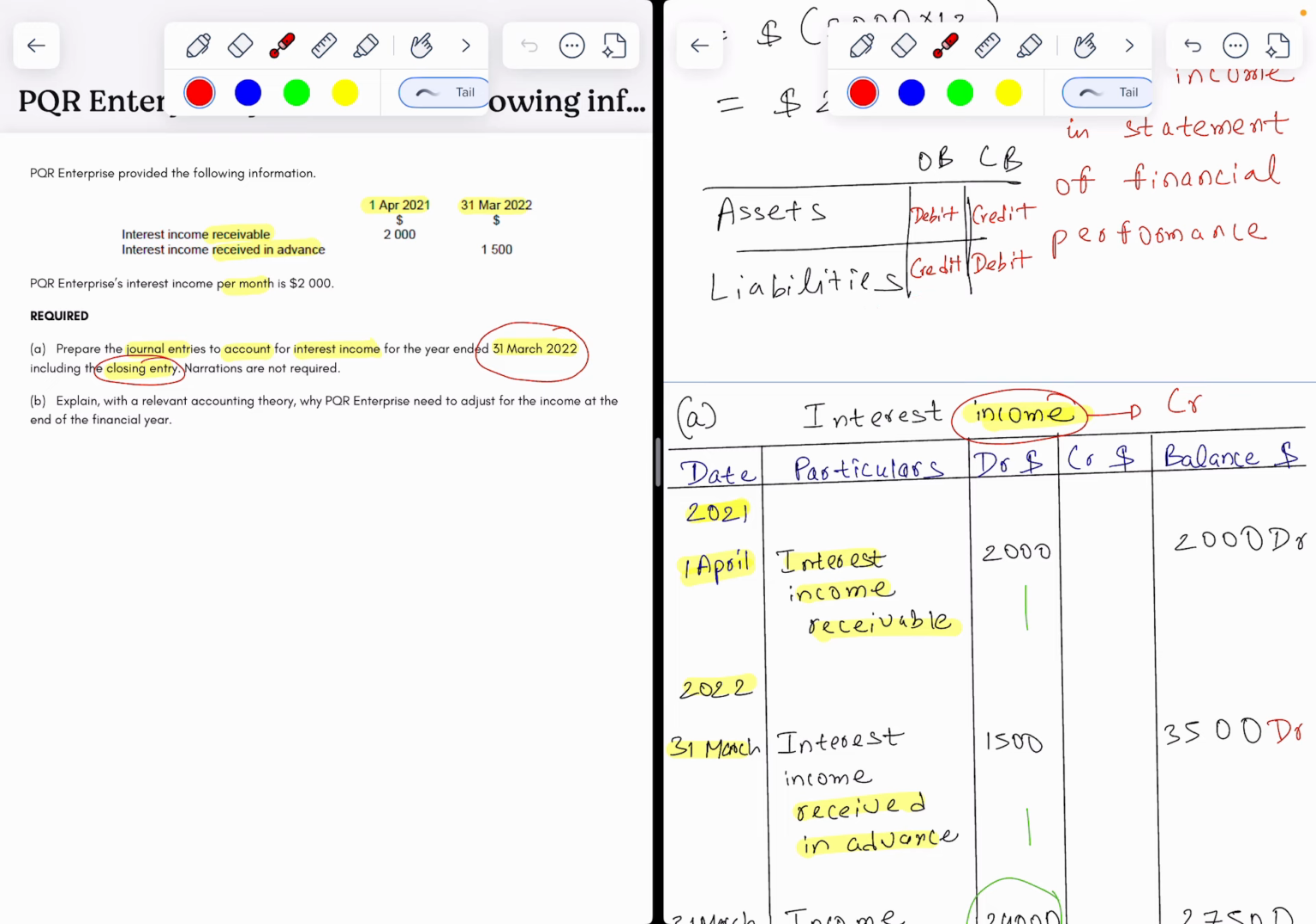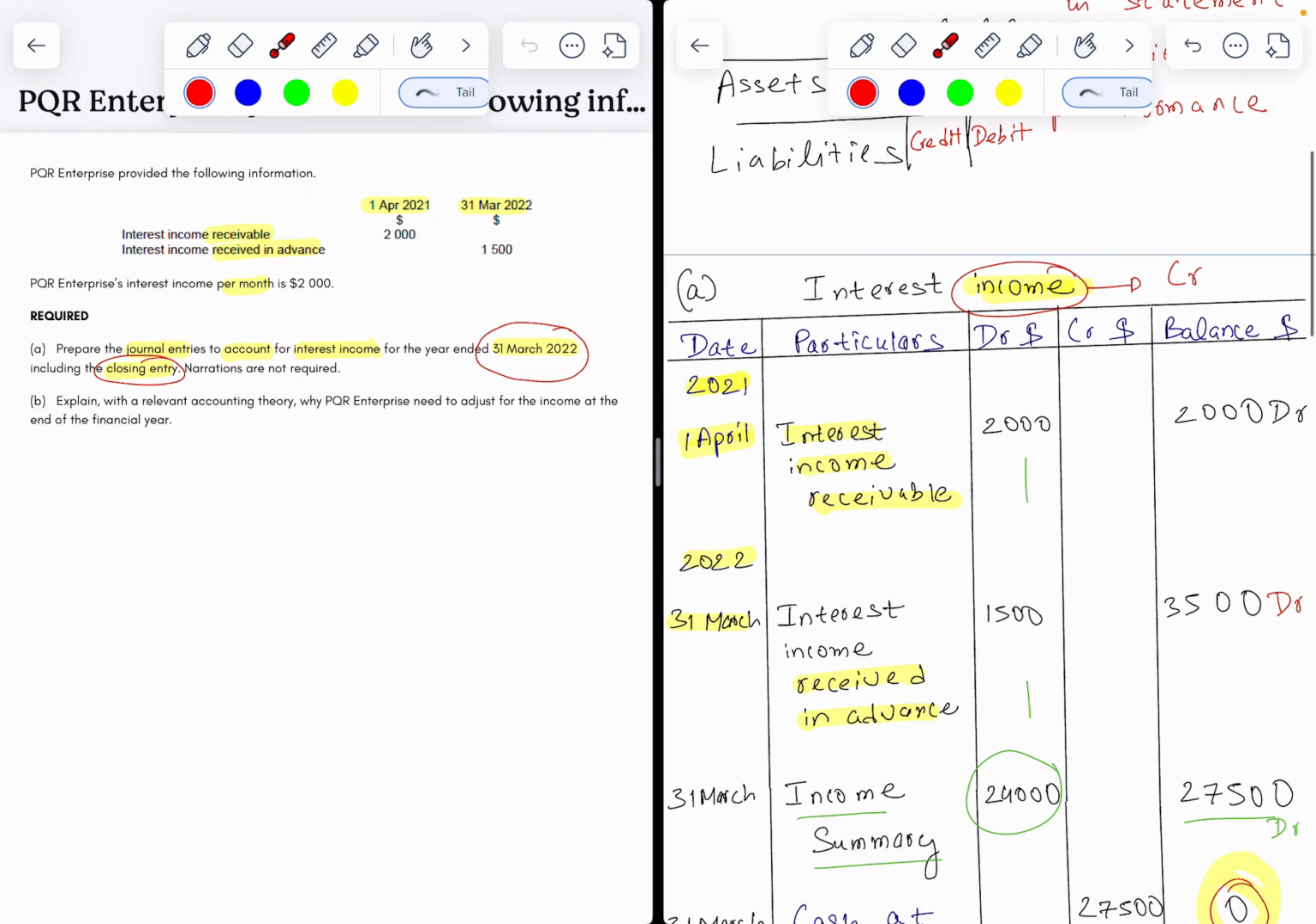So at the end of the year, we have got a liability, which we have established. Therefore, we will record the closing balance in the debit column. So that is what we're doing essentially here for interest income received in advance of $1,500, okay? So we have got two debits so far. So 2,000 added to 1,500. So that gives us 3,500 debit altogether, all right?